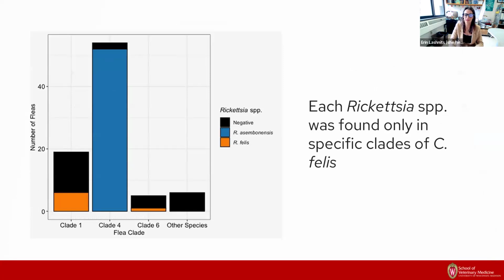But we also found that each Rickettsia species was confined to a specific clade of cat flea. So Rickettsia senegalensis was actually only found in those clade 4 fleas in those geographic locations, whereas Rickettsia felis was found in both clade 1 and clade 6 fleas. So this may go some ways to explaining the geographic distribution or vice versa.